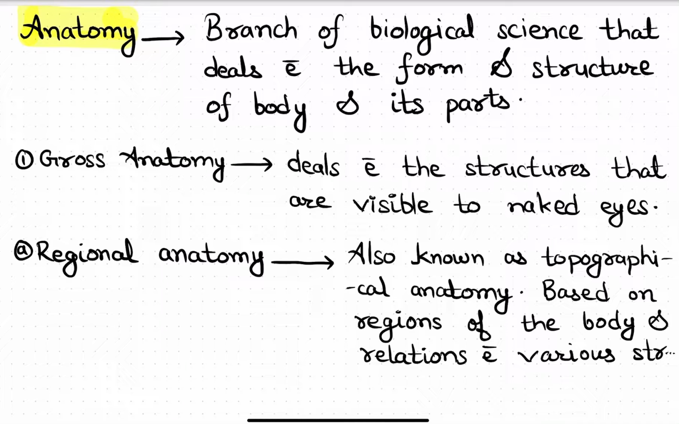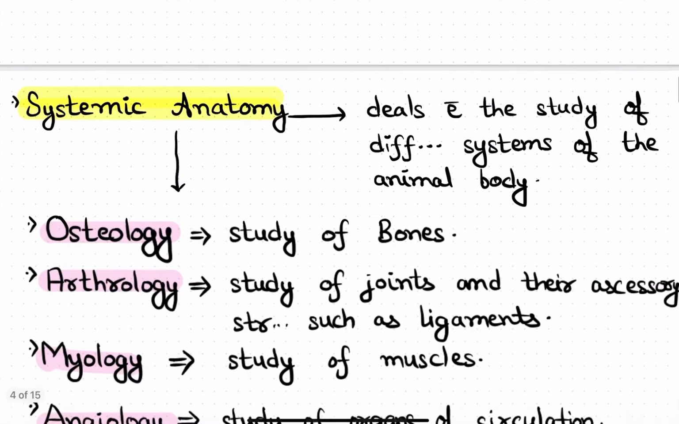Next, it has certain types like gross anatomy and regional anatomy. In gross anatomy, we deal with the structures that are visible to our naked eyes. That means those structures which we can see with our naked eyes come under the study of gross anatomy. Now let's consider regional anatomy. Regional anatomy is also known as topographical anatomy, based on regions of the body and relations with various structures. So that is the definition of regional anatomy.